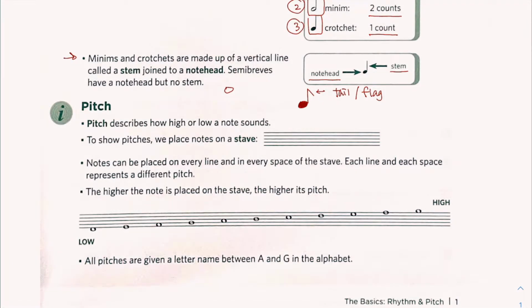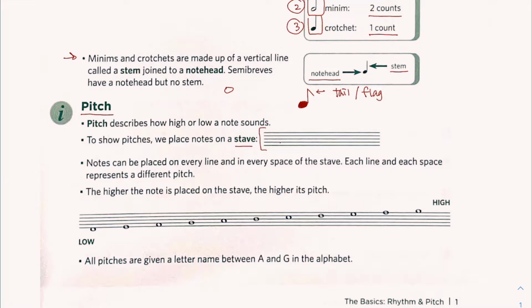Next, we're going to talk about pitch. So what is pitch? Pitch describes how high or low a note sounds. To show pitches, we place notes on a staff. So these 5 lines here are called the staff. Notes can be placed on every line and in every space of the staff. Each line and each space represents a different pitch.